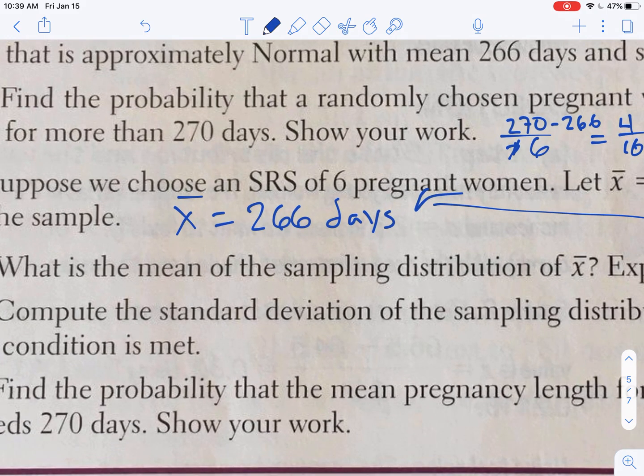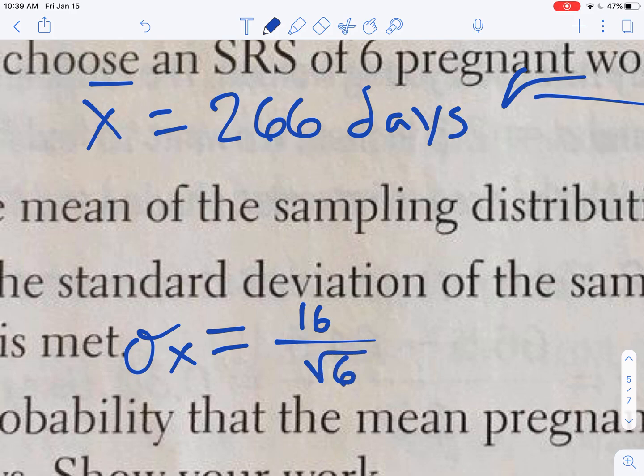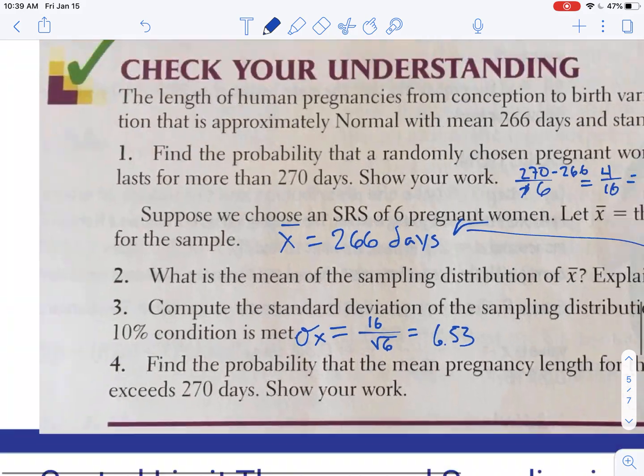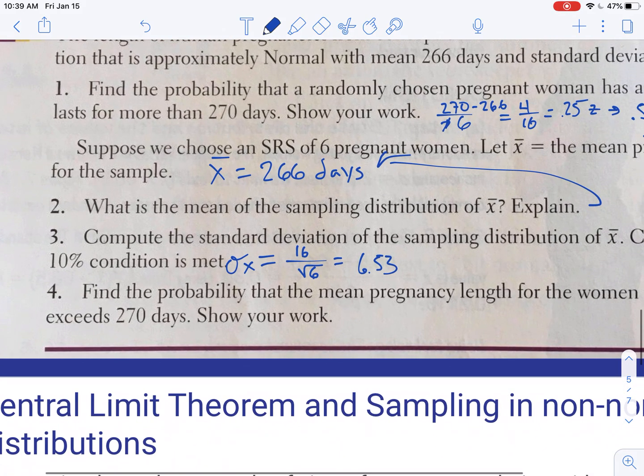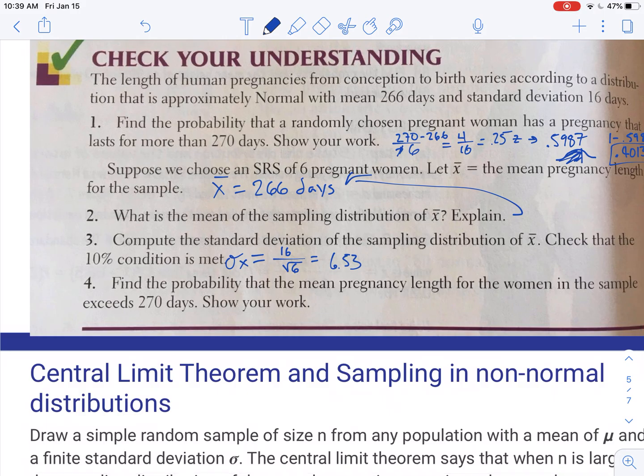So here the standard deviation of our sampling distribution is going to be the 16 days of the population standard deviation, and then we're going to do it over the square root of 6 because that's our sample size. And we're going to find that our standard deviation is roughly 6.53. So now, what's the probability that the mean pregnancy length for women in the sample exceeds 270 days?